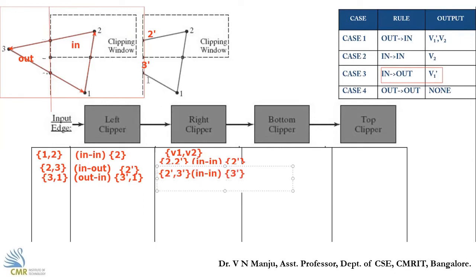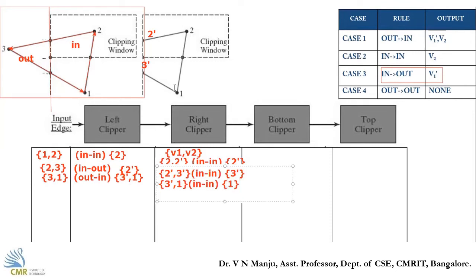What's the next point? The next point is 3 dash to 1. Let me write it as 3 dash comma 1. What is it? It is again in to in. So what should I do? I just store V2 for in to in, so I just store the 1.